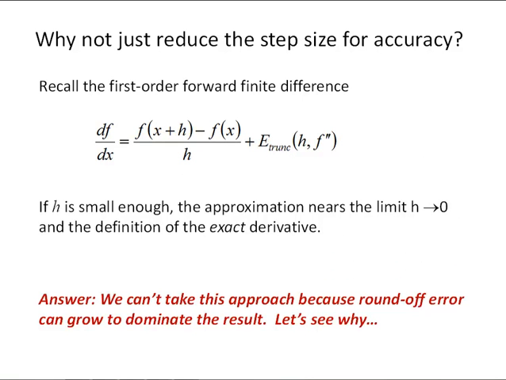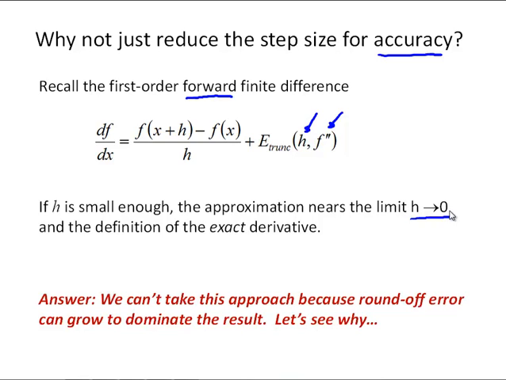So one question that might have arisen as you watched the numerical differentiation video is, why do we need these higher order formulas? Why not just reduce the step size of a first order approximation to get accuracy? If we have a first order finite difference where df/dx is equal to (f(x+h) - f(x))/h, that's, recall, a forward finite difference. It'll have a truncation error that's proportional to h and the second derivative of f. And we know if h is small enough, then the approximation nears that limit where h approaches 0, which would be the definition of the exact derivative.